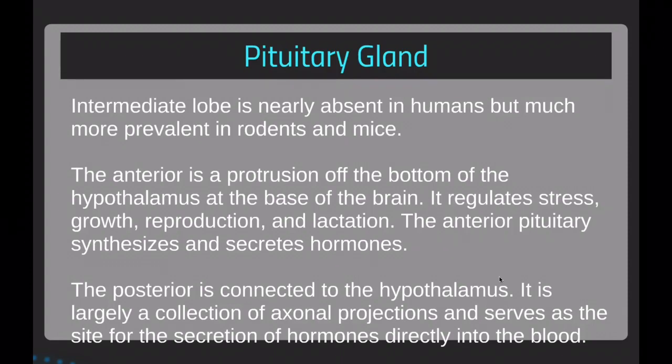The posterior pituitary is a lobe of the gland that is functionally connected to the hypothalamus via a small tube called the pituitary stalk. The posterior pituitary is the posterior lobe of the pituitary gland. The posterior pituitary is largely a collection of axonal projections from the hypothalamus that terminate behind the anterior pituitary and serve as a site for the secretion of hormones directly into the blood.